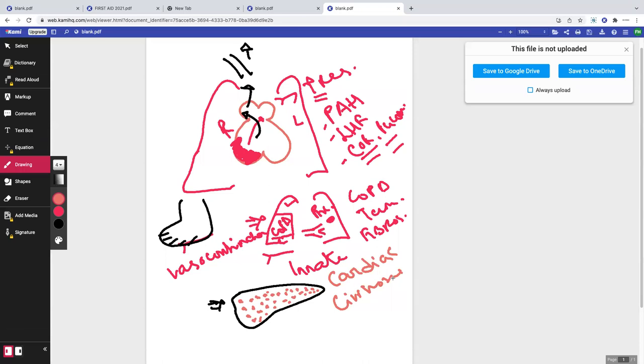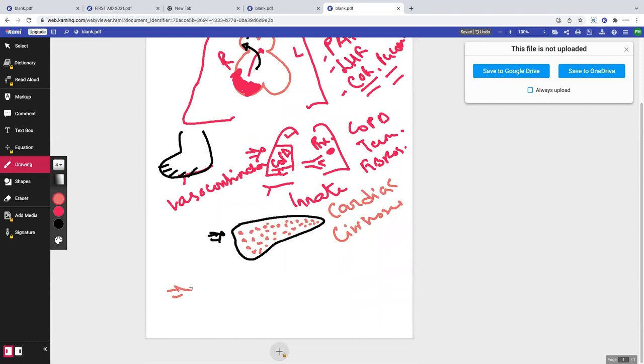Okay. So that's that. So one more time, the signs and symptoms of right heart failure, can they be edema in the legs, especially peripheral edema? Then what else? Can we get jugular venous distension? The answer is yes. Can we get nutmeg liver or hepatic congestion? The answer is yes. Okay, are we clear, everyone? Yes or no?